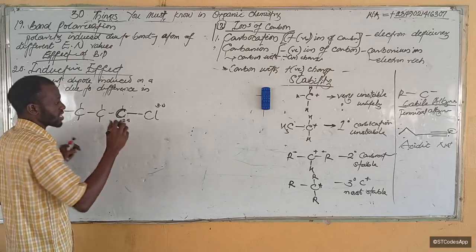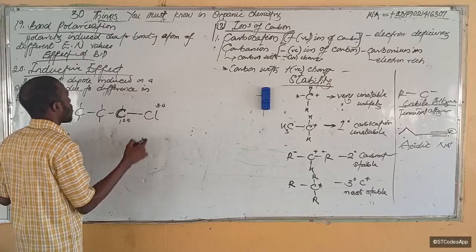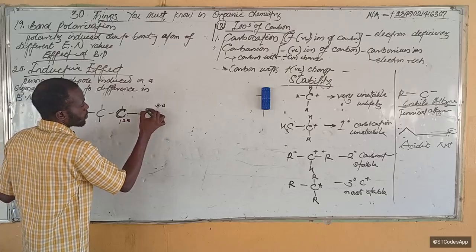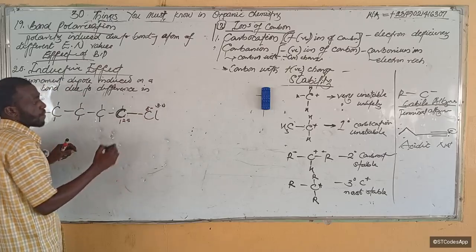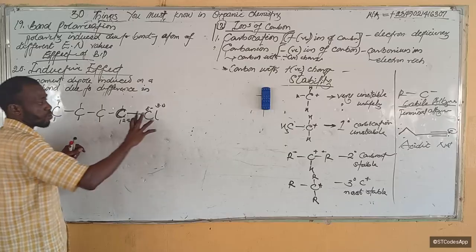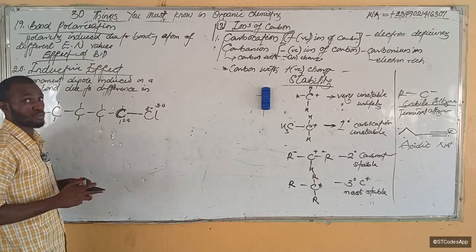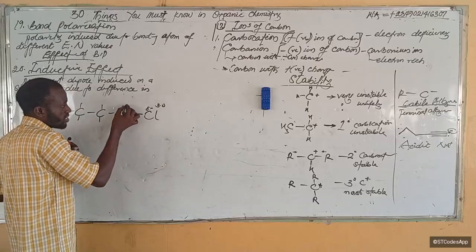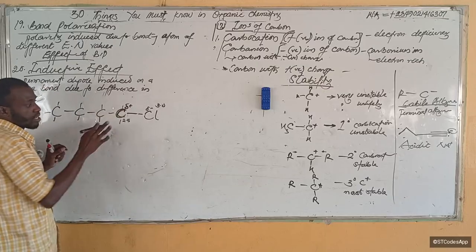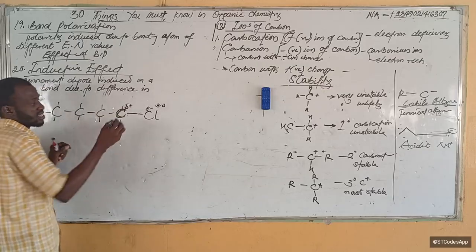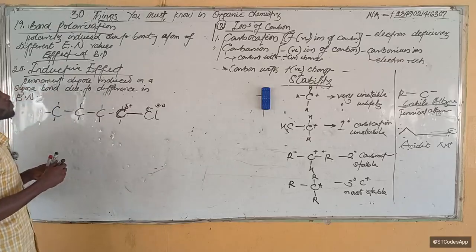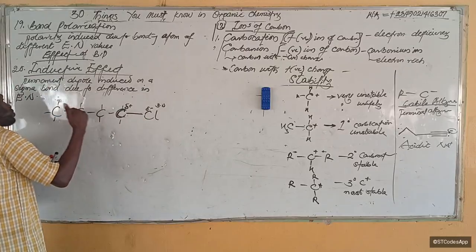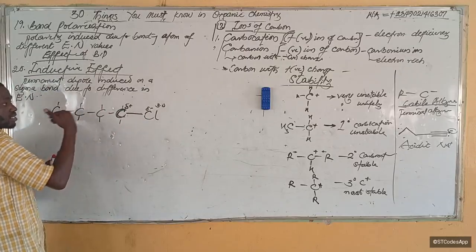Because of that, there is induction of polarity. Polarity is induced here so that chlorine will be partially negative because it is more electronegative, which means it has more pull on electrons towards itself than the carbon has. Exactly. But keep in mind what the inductive effect is: a permanent dipole that is induced.